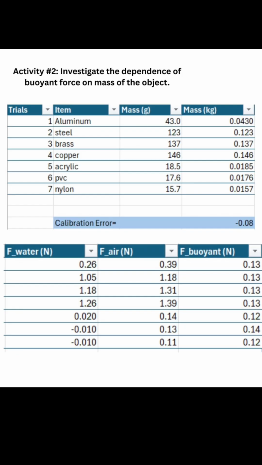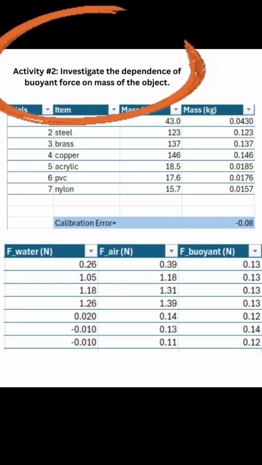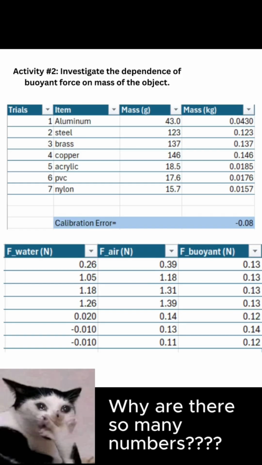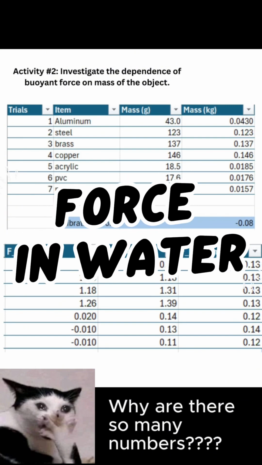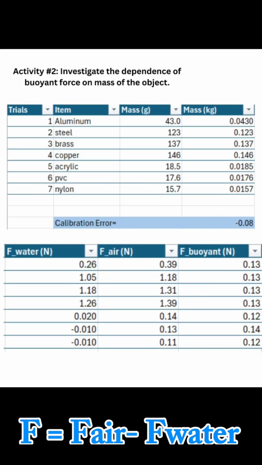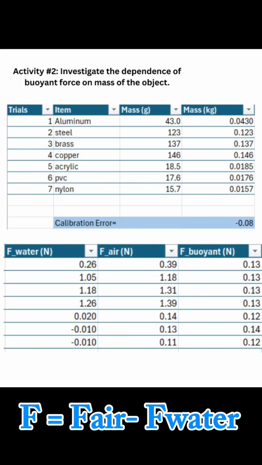Okay, for this instance, we investigated the dependence of the buoyant force on the mass of the object. So we had 7 different trials with 7 different items, aka aluminum, steel, brass, copper, acrylic, PVC, and nylon. We measured the mass in grams and converted that to kilograms. We then measured the force in water using the force sensor and the force in air also using the force sensor. And then to calculate the buoyant force, we said force air minus force water.